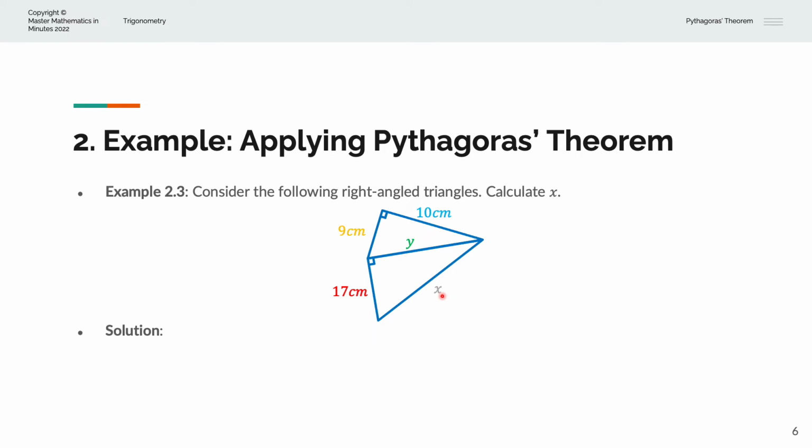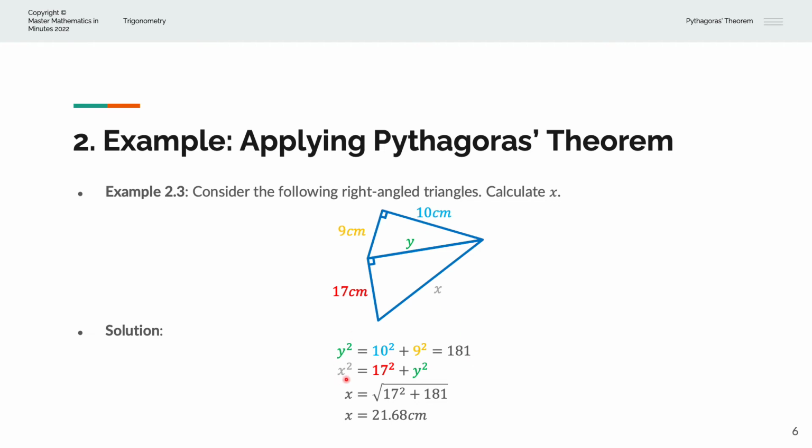According to the Pythagoras theorem, y squared, which is the hypotenuse squared, is equal to 10 squared, which is that side squared, plus 9 squared, which is this side squared. Simplifying that, we have y squared equal to 181. So that is the first application of the theorem. And we'll apply the theorem a second time.